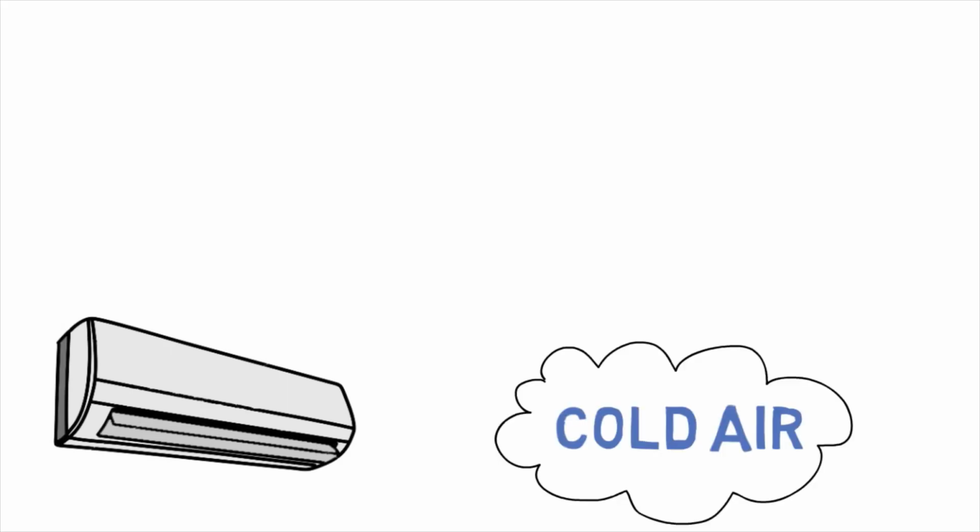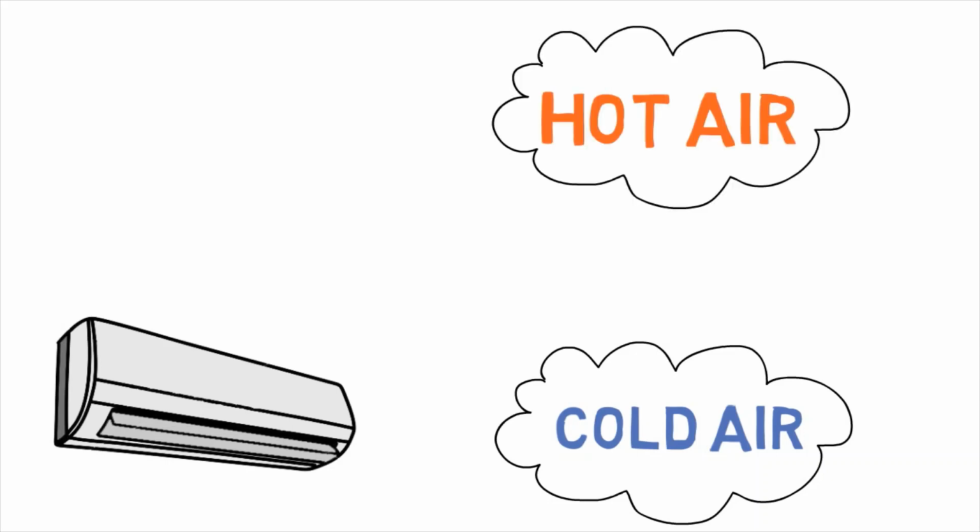But if the air conditioner is placed closer to the floor of the room, then only the air at the bottom would cool. And since cold air does not rise up, the cold air would always remain down and the hot air would always remain up. And the entire room would not be cooled very efficiently.